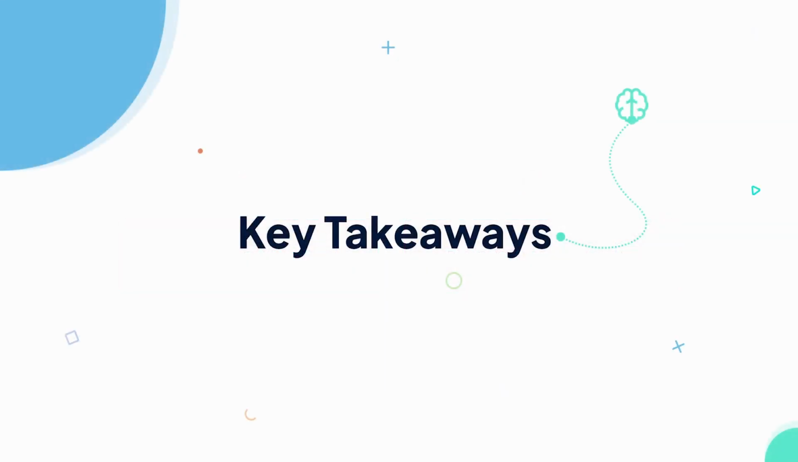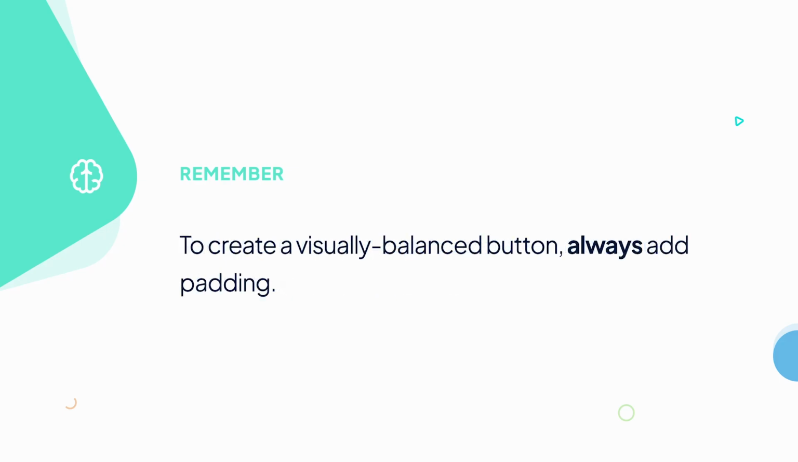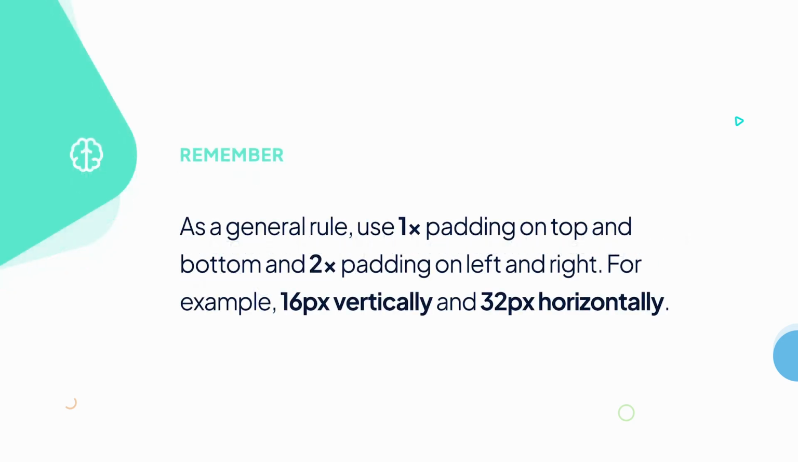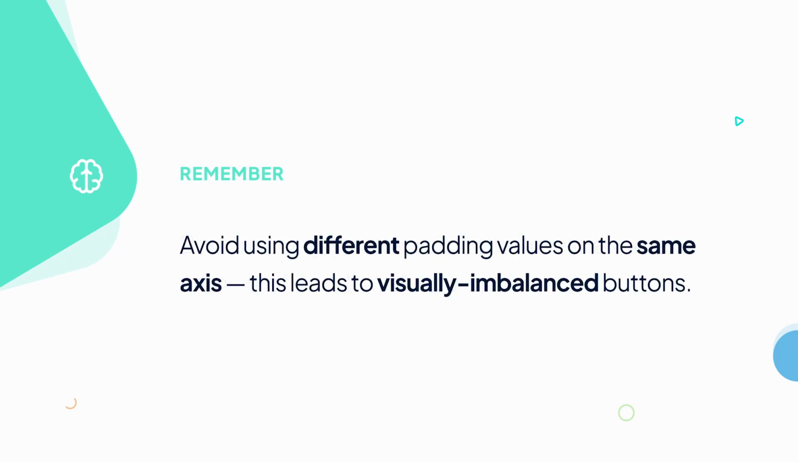Now, let's take a look at a few key takeaways. Padding is the white space between the content of a button and its borders. To create a visually balanced button, always add padding. As a general rule, use 1x padding on top and bottom and 2x padding on left and right. For example, 16 pixels vertically and 32 pixels horizontally. Buttons that just have an icon can use the same amount of padding all around. Avoid using different padding values on the same axis.